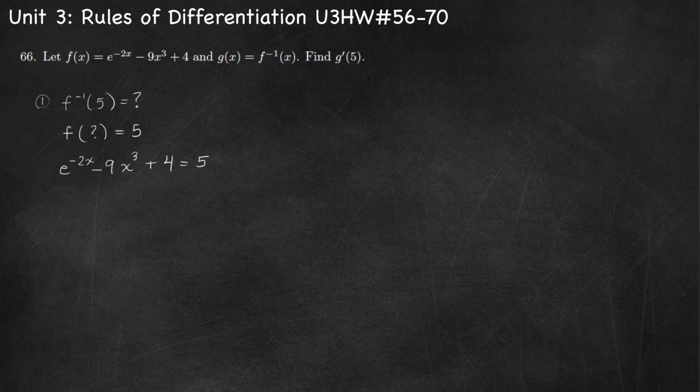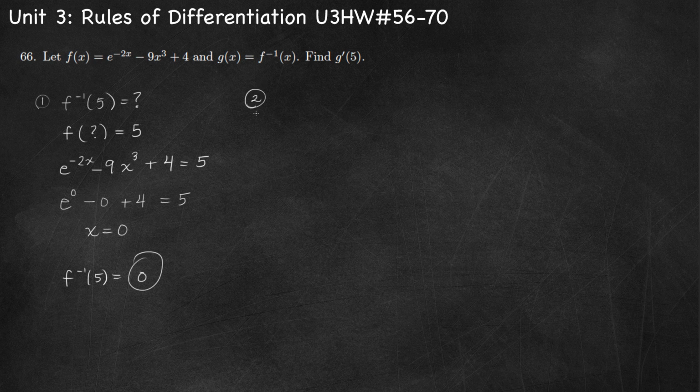Now we can solve this graphically on a calculator, or without a calculator we can try guess and check. We can try simple values for x like 0 or 1 or -1 or 2 or -2. If we try 0, I get e to the power 0 minus 0 plus 4 equals 5, which is true since e to the 0 is 1. So that is my solution. X equals 0 is my solution. So f inverse of 5 is equal to 0. That's my answer from step 1.